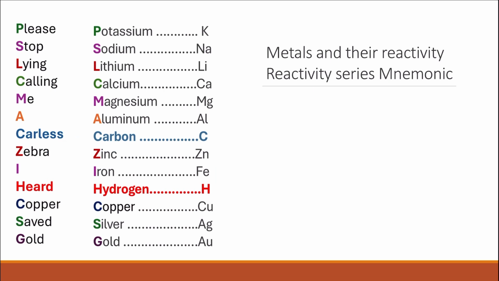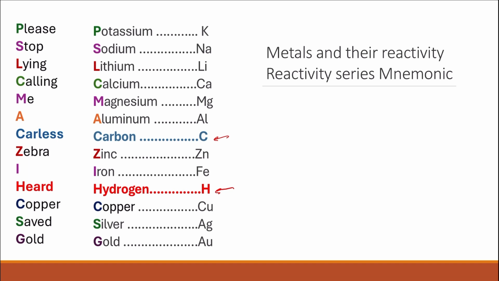You can memorize the reactivity series either using the following mnemonic, or by using a different method depending on your understanding. So let's go over these two and see which one works for you. The first thing that you need to know is the different metals and the order of the different metals. We have potassium, sodium, lithium, calcium, magnesium, aluminium. Then we have the carbon, and then zinc, iron, and then we have hydrogen, then copper, silver, and gold.